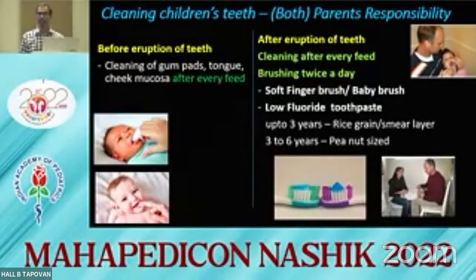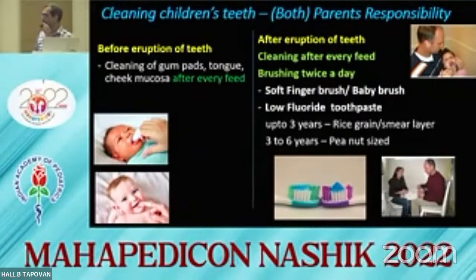Cleaning of the teeth should start as soon as the child is born. After every feed, the gum pads, the tongue, and the cheek mucosa should be cleaned with the help of a wet cloth or a wet gauze piece. After the eruption of teeth, any age-appropriate brush, finger brush, baby brush or junior brush should be used, along with a toothpaste after 1 year of age. It has to be a low fluoride containing toothpaste.